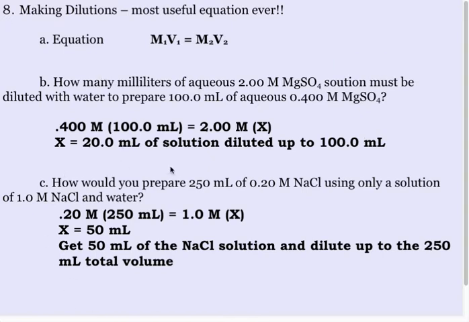Letter C down here: how would you prepare 250 mL of the 0.2 molar salt solution using only a solution of 1 molar salt and water? So same thing, what you want goes on the left here, so 0.20 molarity, and we want 250 mL of it, and it's going to equal the stock solution, which is 1 molar, times our X. So we solve for X, and basically we're going to get 50 mL of the salt solution that we have and dilute it up to 250 mL for the total volume. So it's a nice solution. We're going to be using it in lab once, right after this chapter is over, in our spec lab.